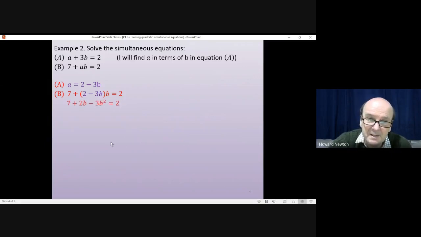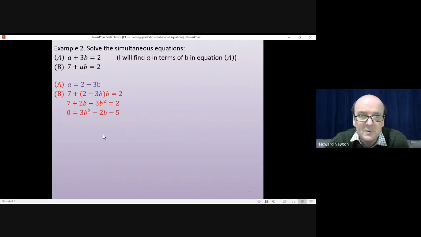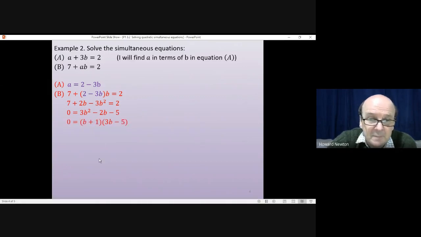Then we multiply the brackets, and that will give you that. We'll collect terms, and again, it's easier if you collect them on the right-hand side. That gives you 0 is 3b squared minus 2b minus 5. Always check to see if you can factorize it, and again, you can factorize this one. You'll get (b plus 1) times (3b minus 5). Two possibilities. If the first bracket equals 0, that means b is equal to minus 1. If the second bracket is equal to 0, that means b is equal to 5/3.